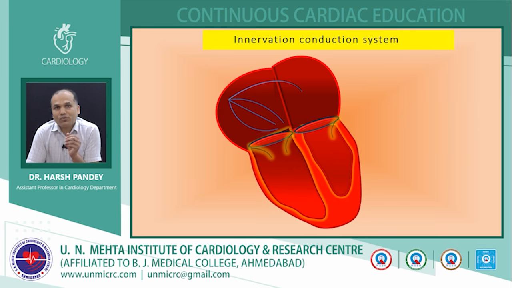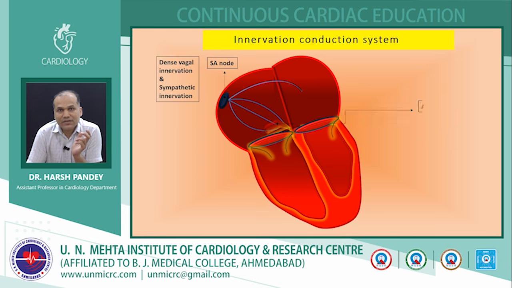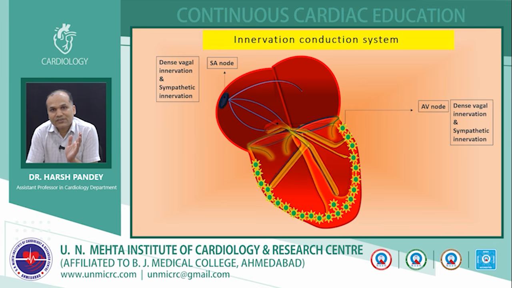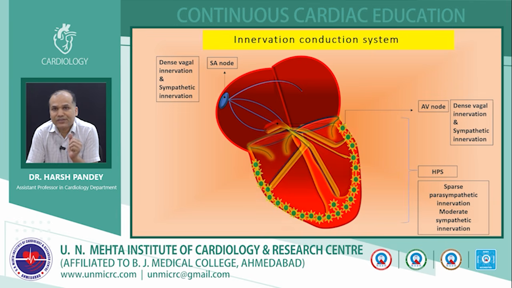So it is also important to know the different innervation of the conduction system. The SA node and the AV node are highly innervated by the sympathetic and parasympathetic nervous system, whereas the His-Purkinje system is very minimally innervated by the parasympathetic and has some minimal sympathetic innervation. The important thing to understand is that whenever you stimulate the sympathetic nervous system, either by atropine or isoproterenol, you will increase the conduction through the SA node or the AV node. So sympathetic stimulation is going to improve the conduction through the SA node and the AV node, but it has minimal effect on the His-Purkinje system.